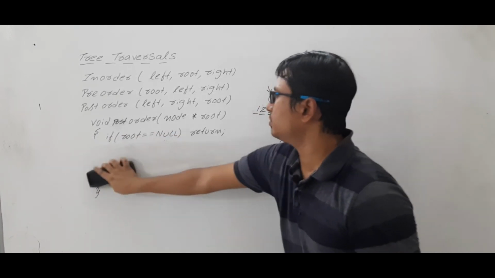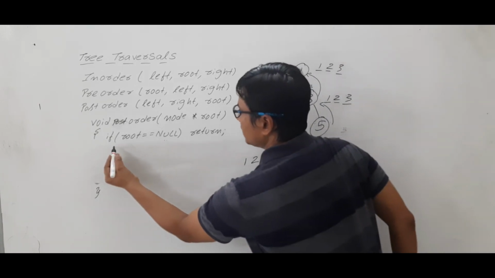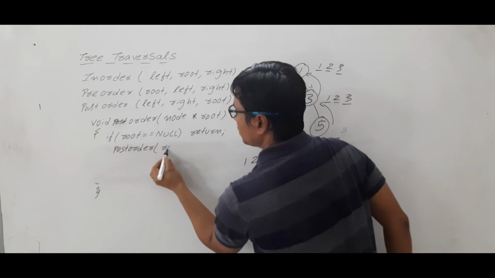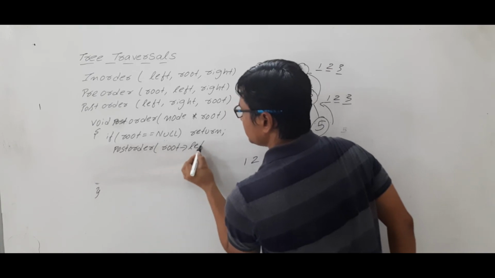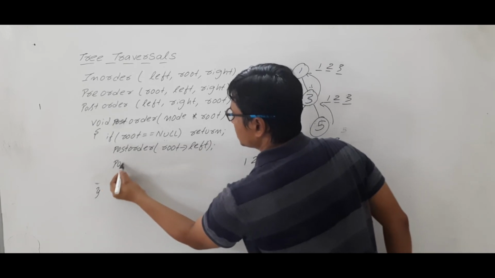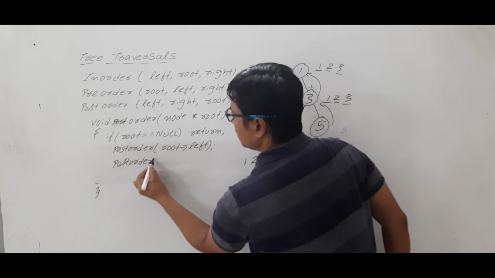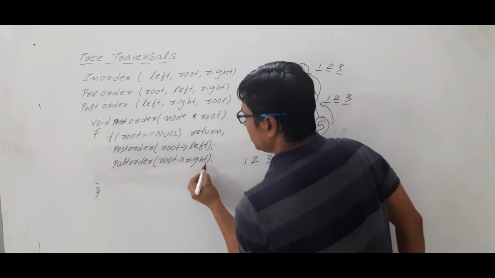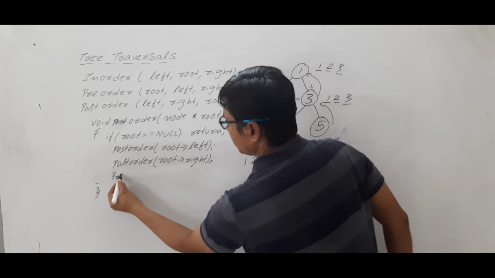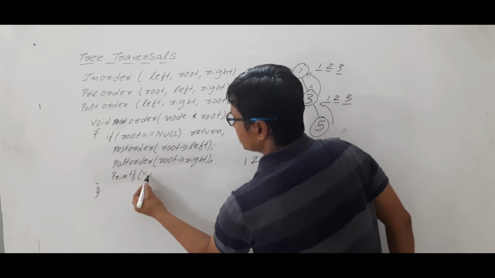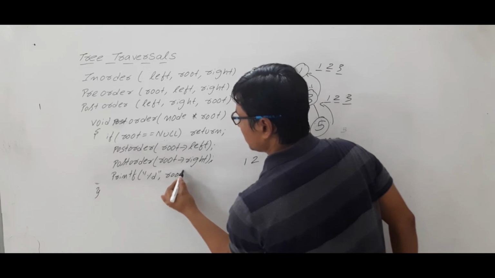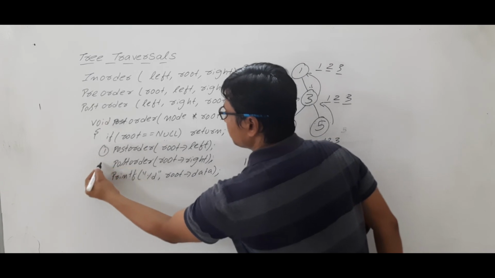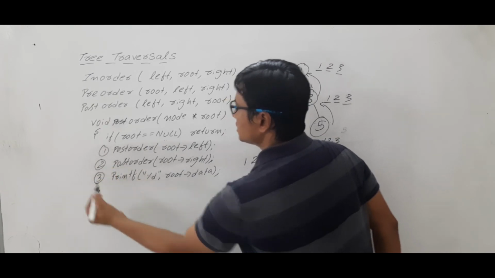First you need to perform the left, so I will write here post-order root of left, then post-order root of right, then printf %d root of data. That is the only modification you need to do, and this is your step 1, this is your step 2, this is your step 3.